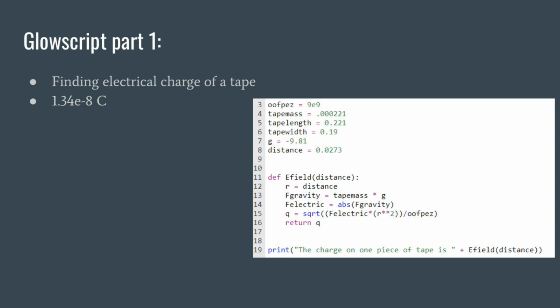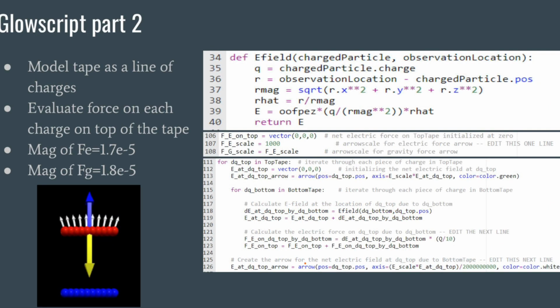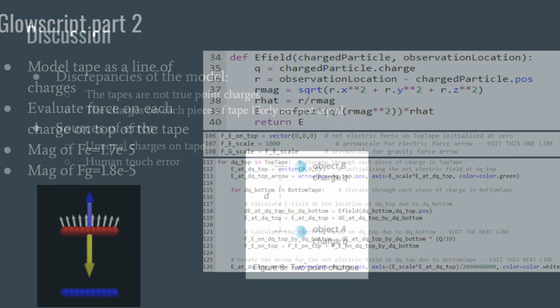I used GlowScript to find the electrical charge of each tape in this slide. And then in this next slide, I used GlowScript to evaluate the force on each of the tapes. The blue arrow pointing up is the electrical force, and the yellow arrow pointing down is the gravitational force.